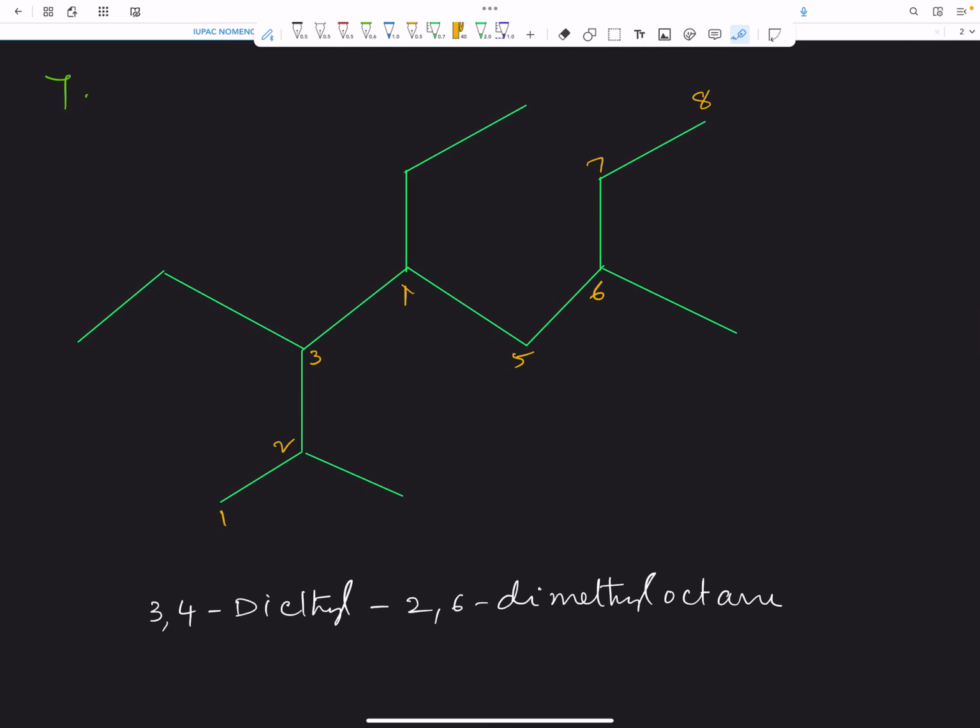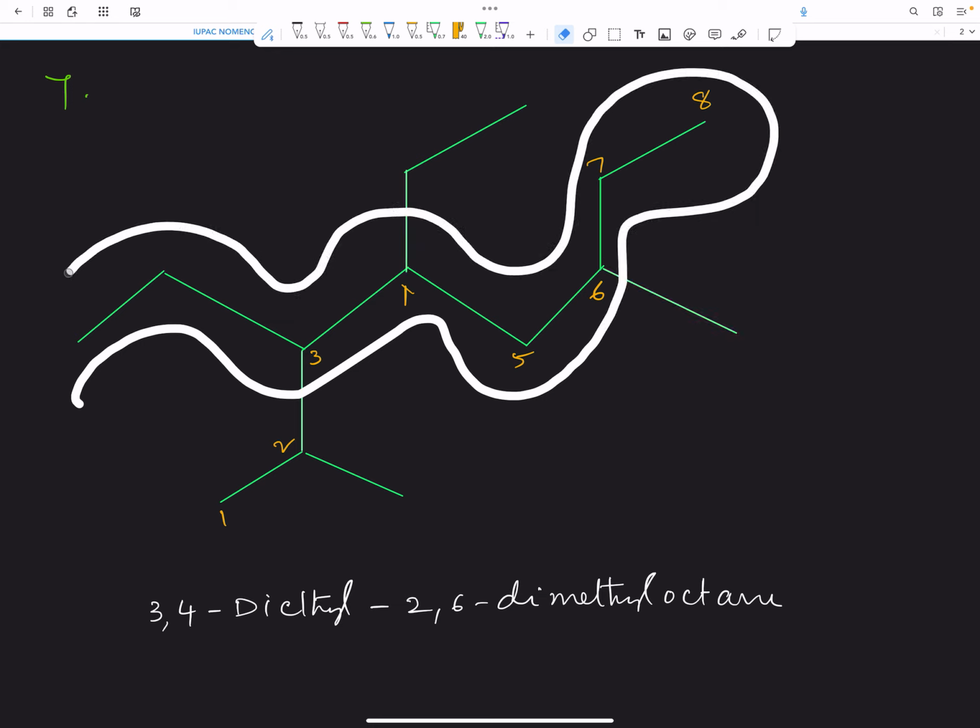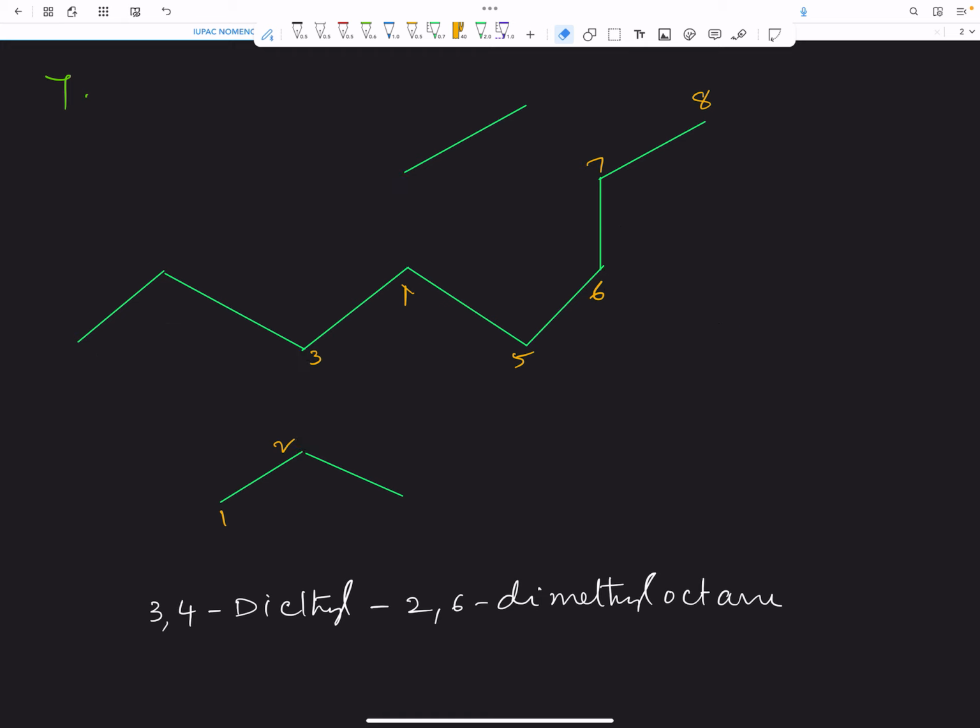Now, in this molecule, the longest carbon chain has 8 carbons with 3 substituents. If this is the longest carbon chain, then there are 1, 2, 3, 4, I am sorry, 4 substituents. When you consider this as the longest carbon chain, then we have only 3 substituents. Therefore, the numbering is done by selecting this as the parent chain to get more substituents. Its IUPAC name becomes 3, 4 diethyl 2, 6 dimethyl octane.